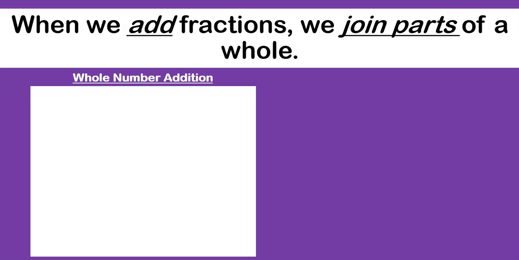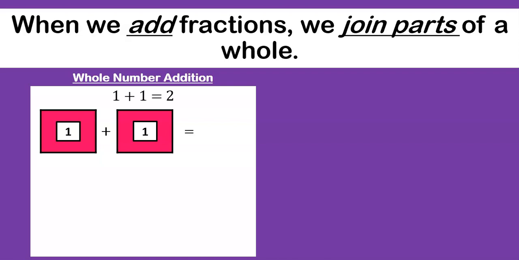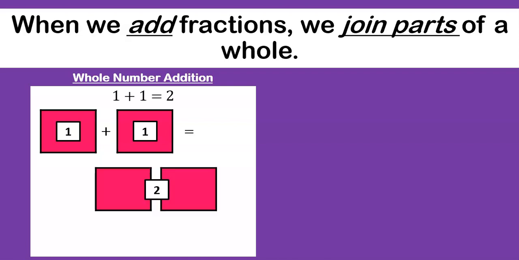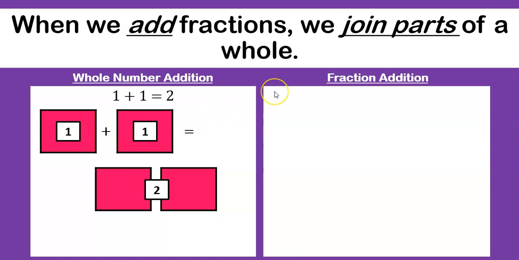So here's a quick review of how we add whole numbers. For the problem 1 plus 1 equals 2, we take our 1 and our 1, and that equals 2. See how we added this chunk and this chunk to get two chunks. These are already whole numbers, but we're still joining parts. We do the same thing when we add fractions.